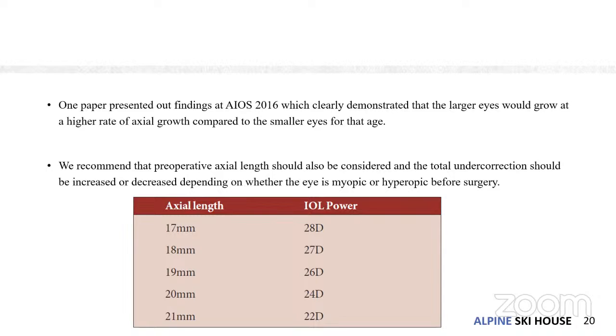So at 17 mm axial length, the IOL power is almost 28 diopter, and for an adult eye like 21 mm, the normal IOL power is 22 diopters. We can choose the power depending upon the axial length.